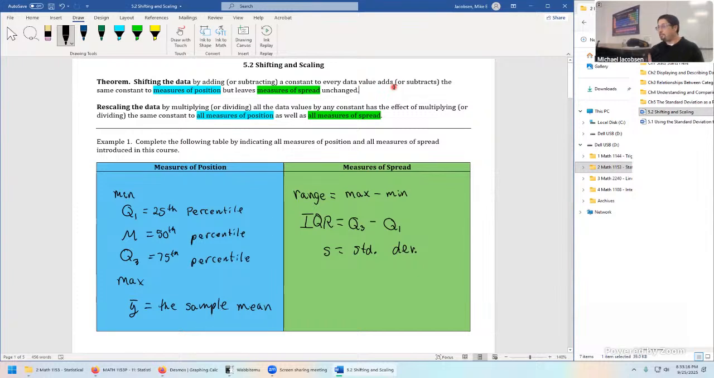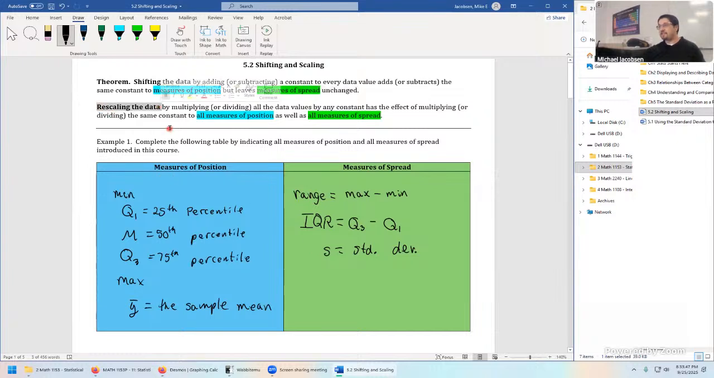So now all the position measurements, all the spread measurements are on the table for us. The reminder is we add or subtract the same constant to every single data value in our data set. We add and subtract the same constant to all of these statistics here. However, nothing about the spread changes, not the range, the interquartile range, nor the standard deviation. That's kind of remarkable in a way.